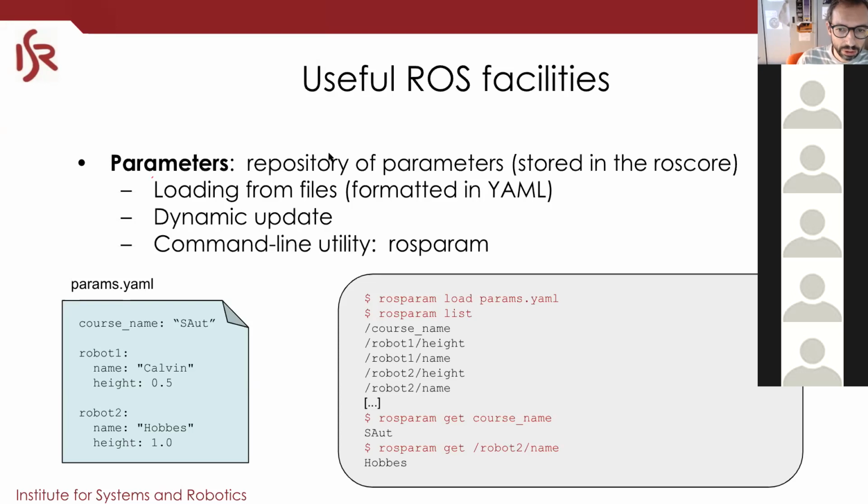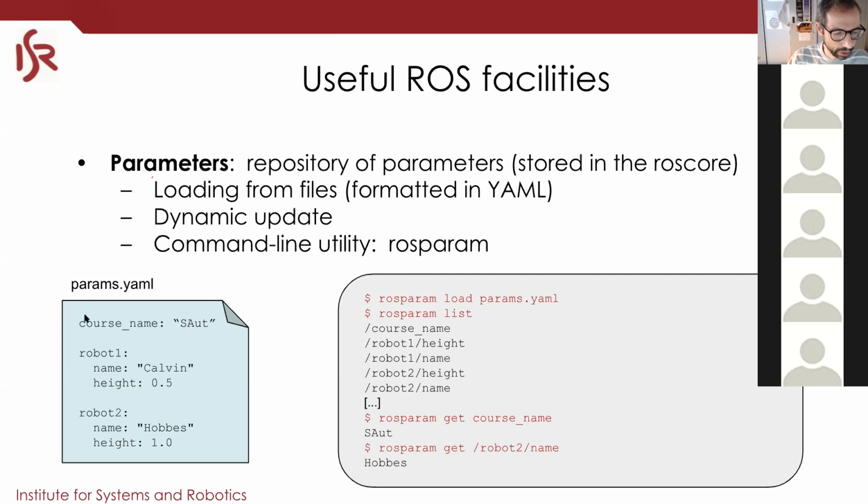They can be loaded from files, so you can have all of your parameters inside a data file and load it from the command line, okay? The format is YAML, which is yet another markup language, like XML but much simpler. That's why it's called yet another, okay? YAML is a format where you just have fields and values. It has some hierarchy, but I'm not going into details. There is a way to dynamically update these parameters, and your software can react in real time to changes of parameters. And you have a command line utility called rosparam that manages everything.